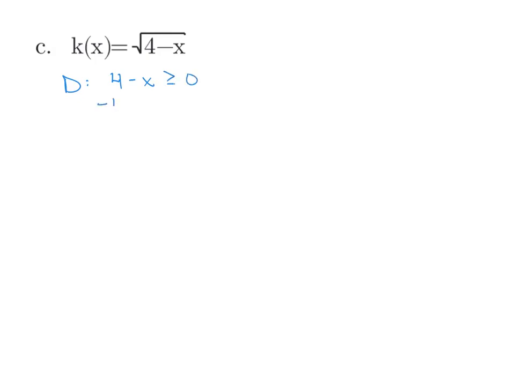So I'm going to subtract by 4. We get negative x is greater than or equal to negative 4. And then I'm going to divide by negative 1. And recall that when you multiply or divide by a negative, you have to flip your inequality. So we get our domain: x is less than or equal to 4.